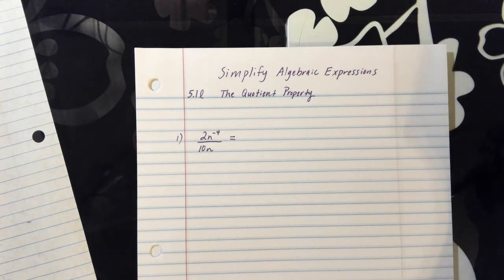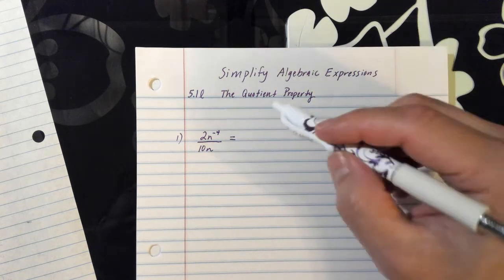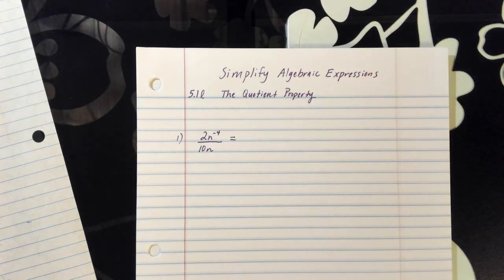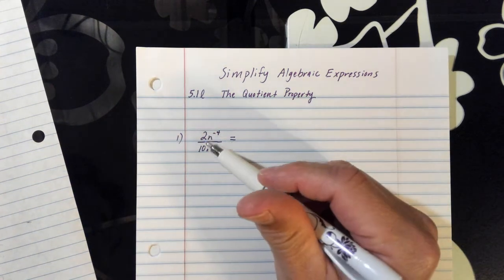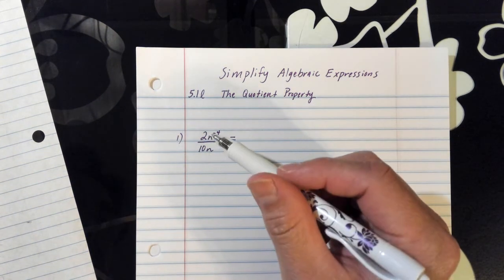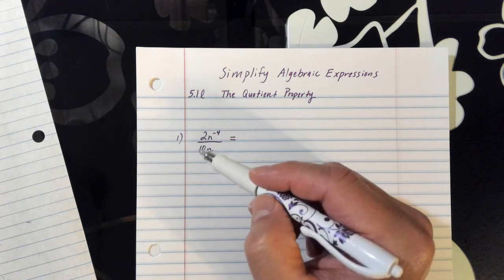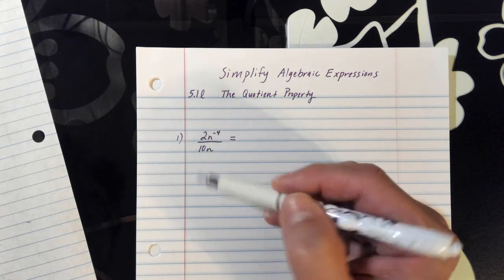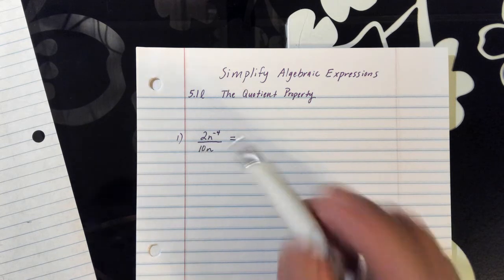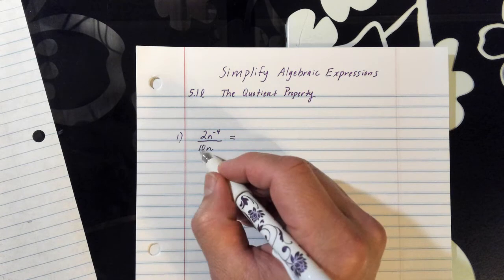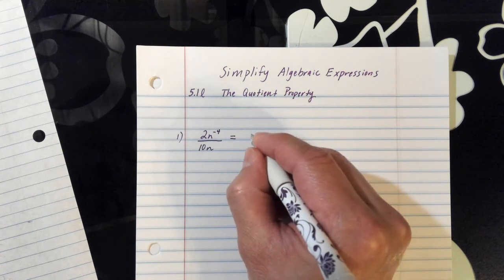Today's lesson, simplifying algebraic expressions using the quotient property with negative exponents. Okay, so just like the previous lesson on quotient property, if you can divide, divide. Obviously you can't divide 2 by 10, but you can reduce, so that's always option B. If you can't divide, reduce. 2/10 reduces down to 1/5.